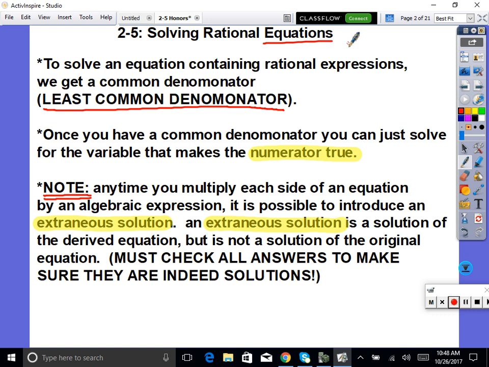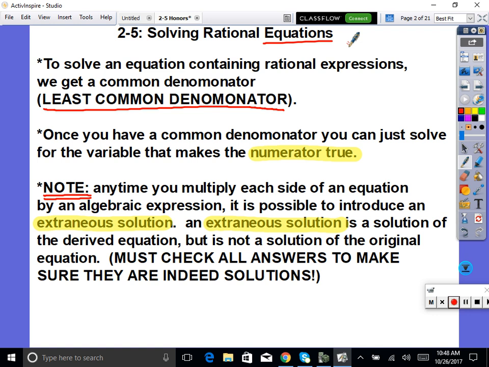Here are the step-by-step instructions on how to solve. First, to solve an equation containing rational expressions, we get a common denominator. If we get a least common denominator, the equation we have to solve is much smaller and easier. Then once you have a least common denominator, you can just solve for the variable that makes the numerator true. Since all of the denominators are the same, we just have to solve the numerator. Because of course, if the bottom's the same, it's always going to be the same, even if we solve the top. Does that make sense, everybody?